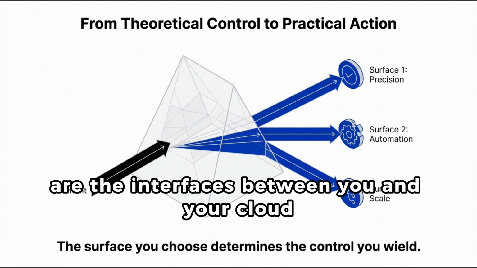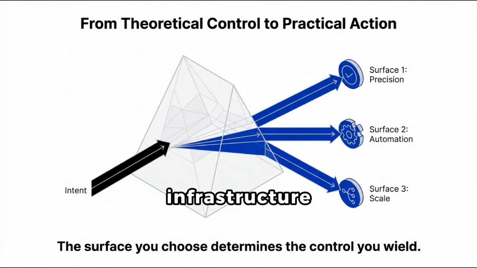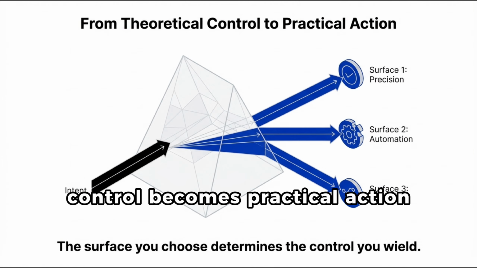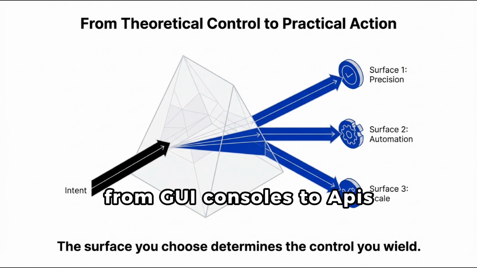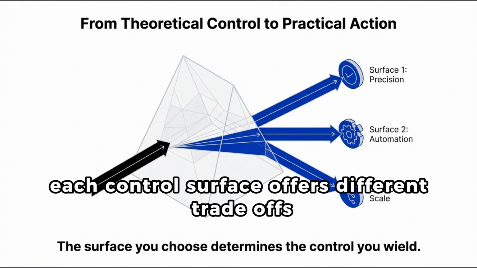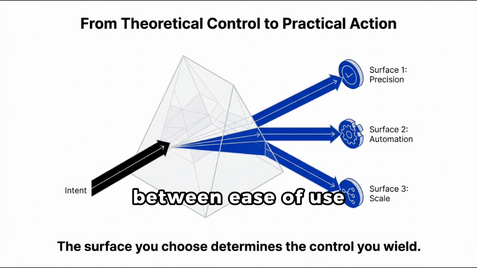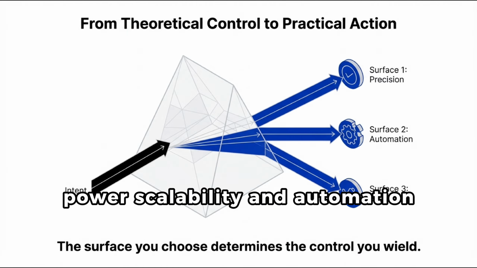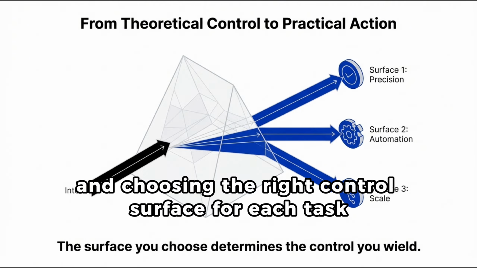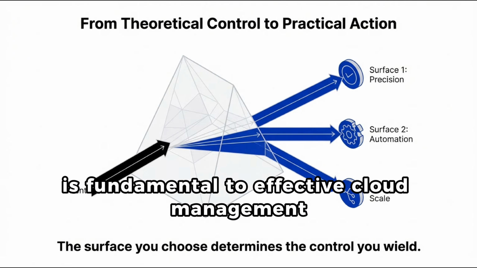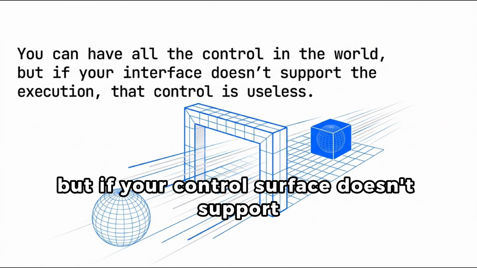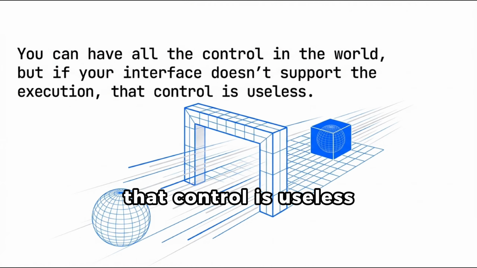Control surfaces are the interfaces between you and your cloud infrastructure. They're the mechanisms through which theoretical control becomes practical action. From GUI consoles to APIs, from CLIs to infrastructure as code, each control surface offers different trade-offs between ease of use, power, scalability, and automation. Understanding your options and choosing the right control surface for each task is fundamental to effective cloud management. And remember, you can have all the control in the world, but if your control surface doesn't support what you need, that control is useless.